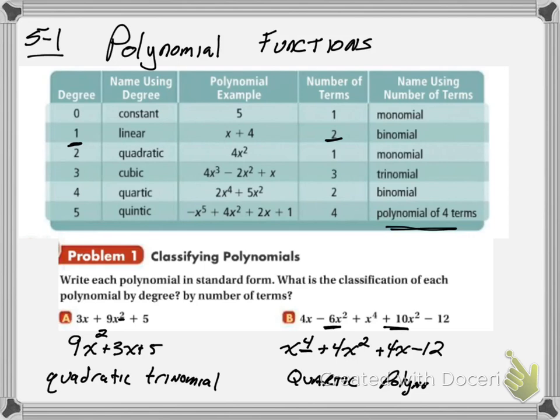Now, with 4 terms, it is what it is. If you don't want to say it, that's fine.